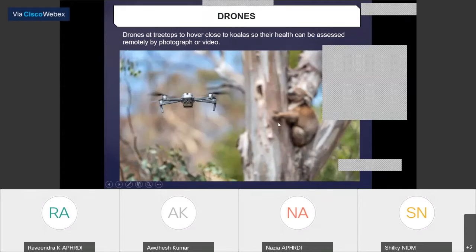Because of the difficulty in reach, drones were also used, because many of the koalas are not affected by the heat from the fire outbreak. So in that situation, the drones go onto the tall trees and assess their health condition, and as per their health condition, they provide the proper medical facilities if they are needed. If needed, they try to rescue.